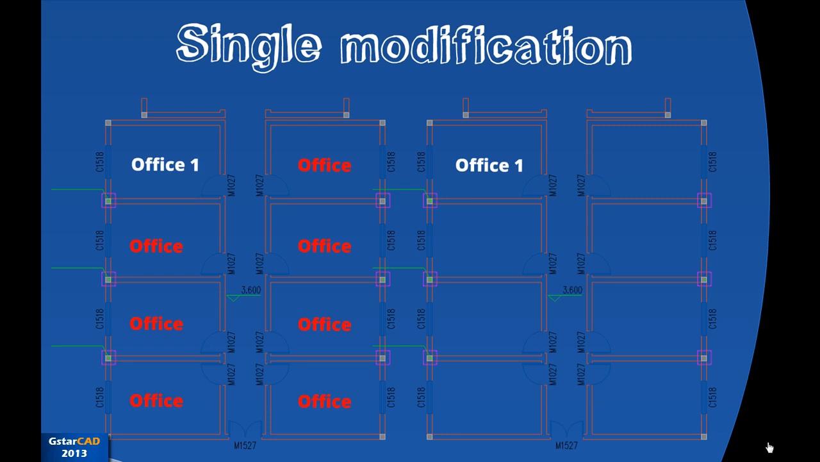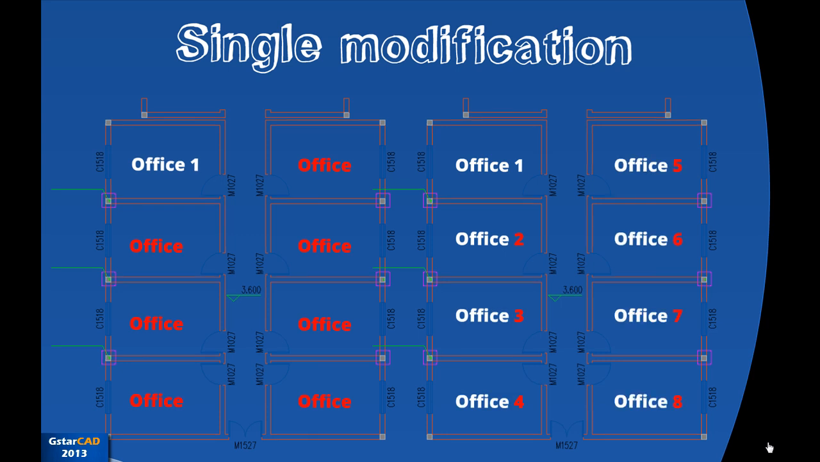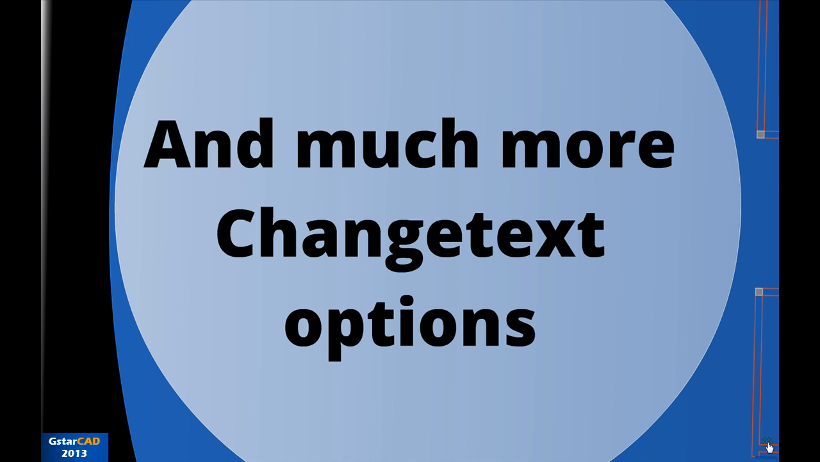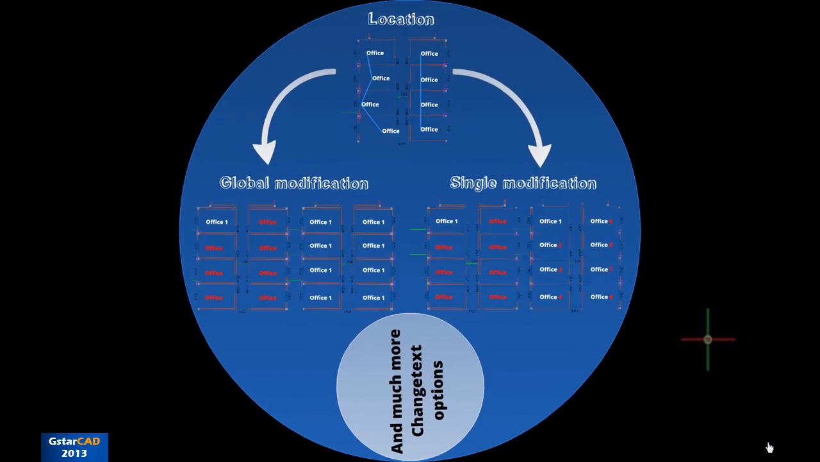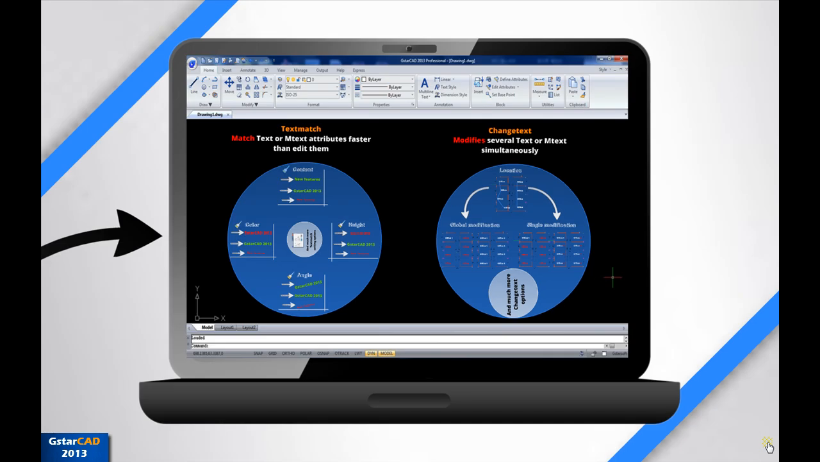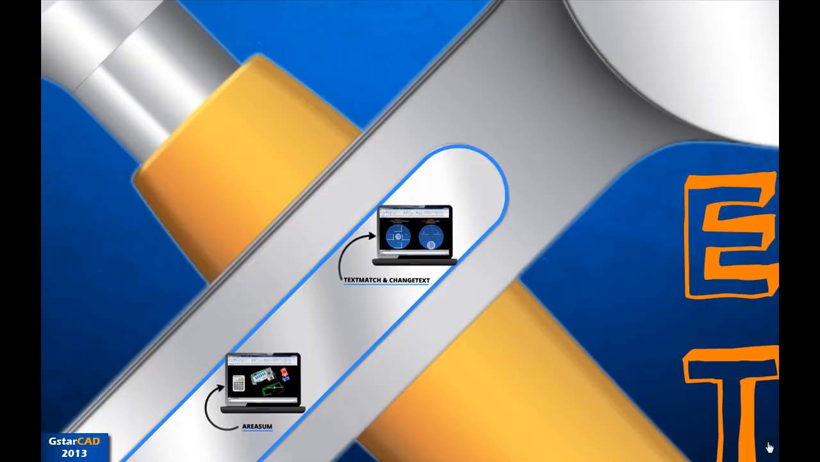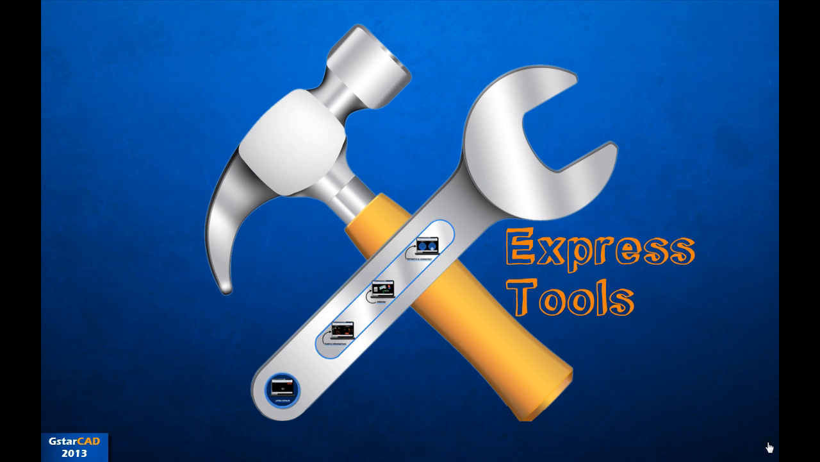For example, if you want to modify the red text, you can modify one by one by single modification. It's very simple, really. And sure, you will have many more text change options. Well, you watched the flexibility of these tools. I'm sure you can apply them easily in your daily work.